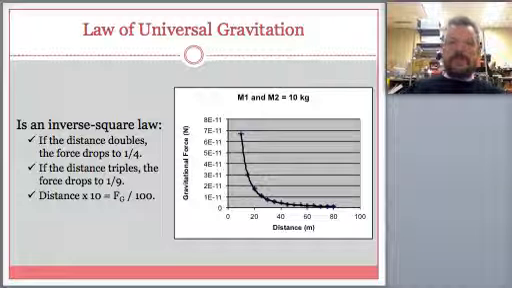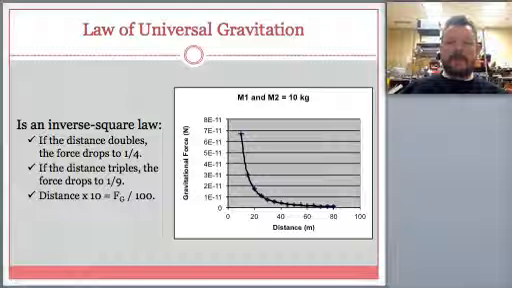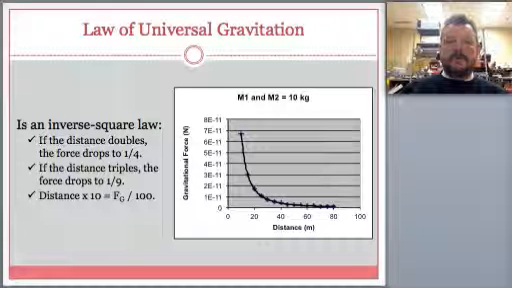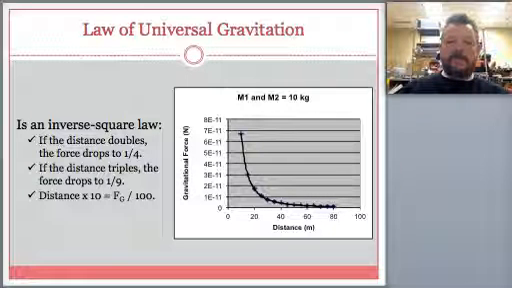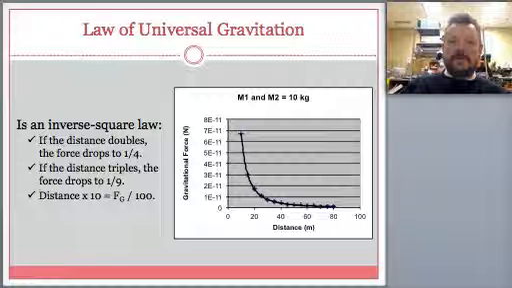The law of universal gravitation is an inverse square law. If the distance doubles, the force drops to 1/4 of the original force. If the distance triples, the force drops to 1/9 of the force. If the distance is multiplied by 10, F_g is divided by 100. And you can see that the curve drops pretty quickly down to where there is a very small force between the two objects if the distance is very large.